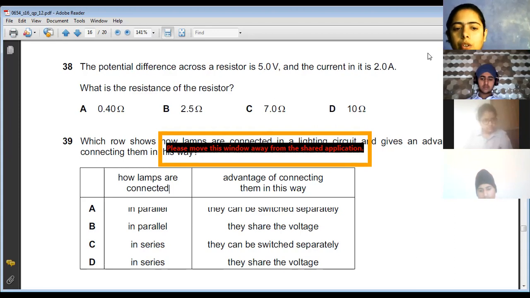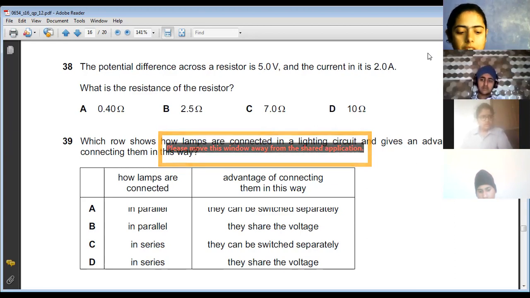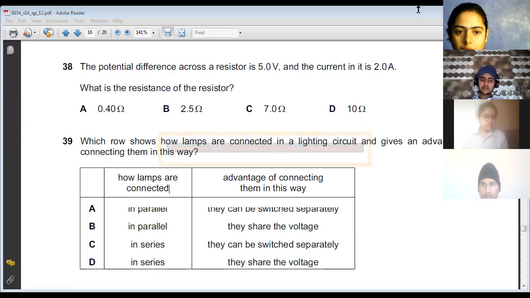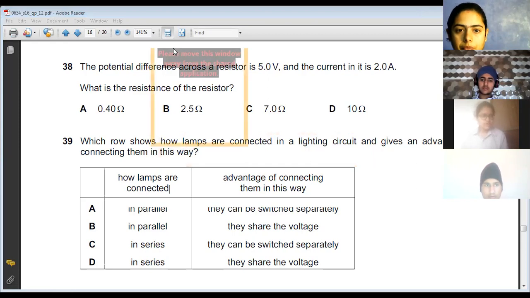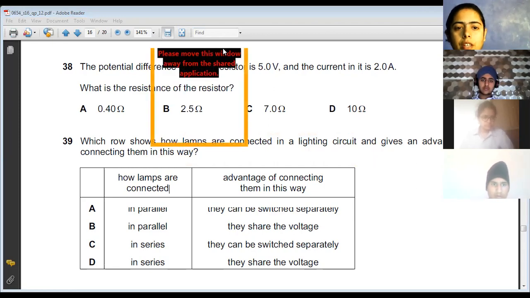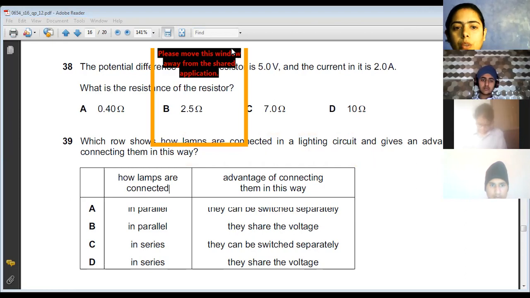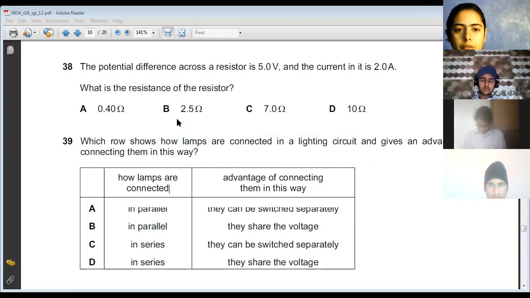Okay, do you want to explain why you have the answer A? Ma'am, in parallel connection, it will help to separate the wires. For instance, if one wire is damaged, the other will be working. Very good. If there is a problem to one of the connections, the rest will keep on working. There will be no that much issue. So very good.